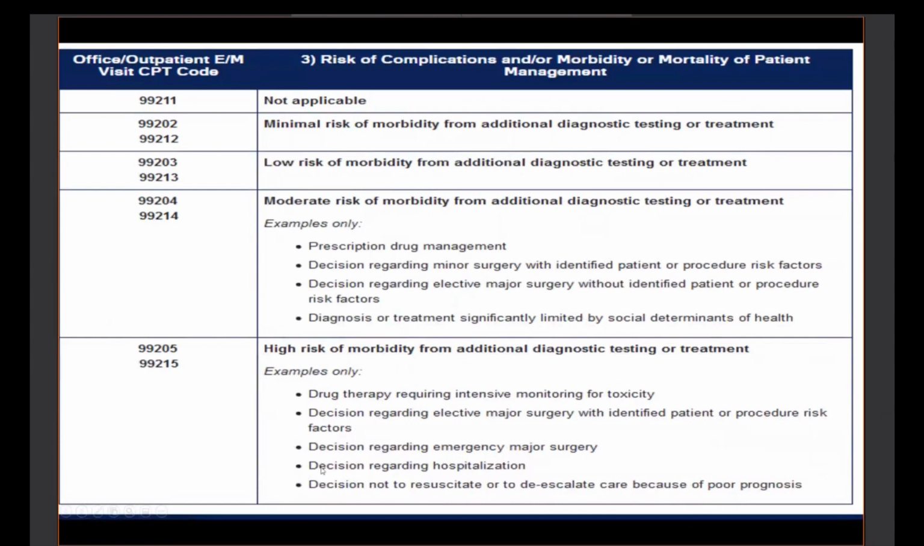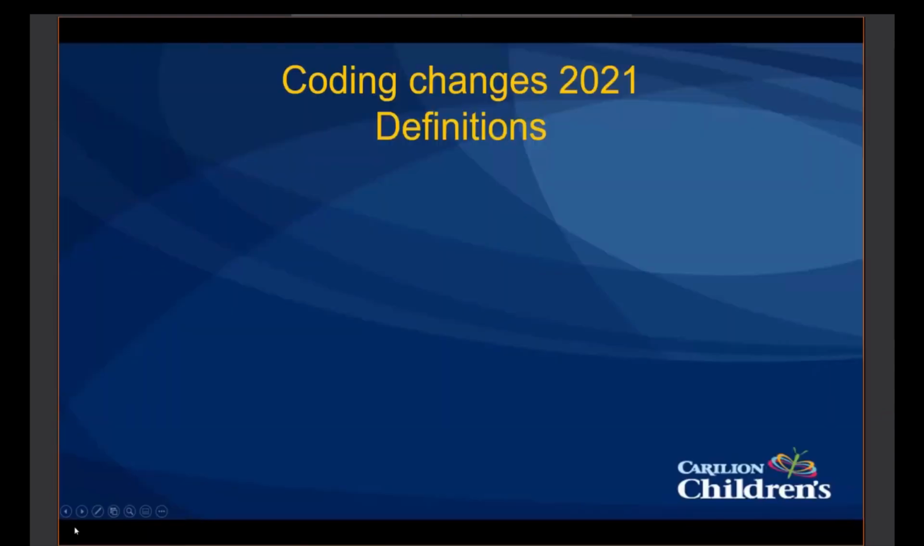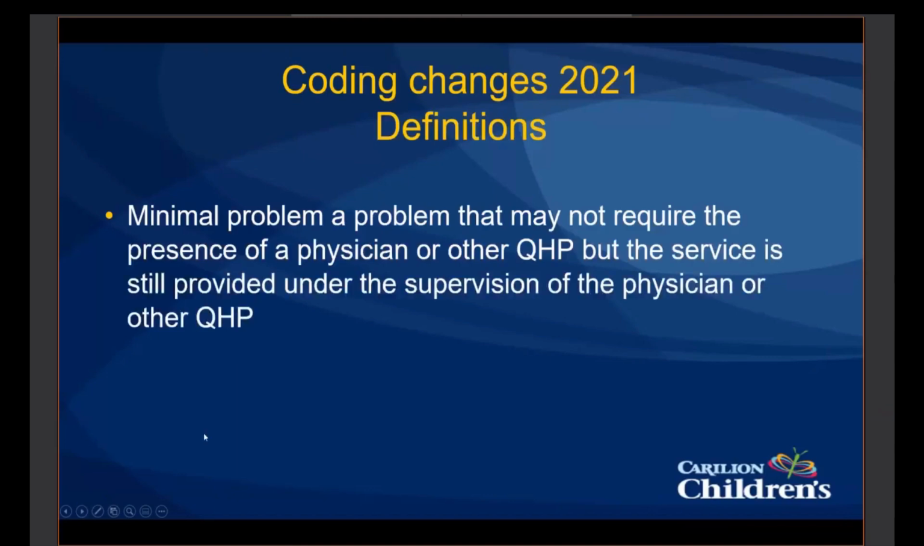So a minimal problem is a problem that may not require the presence of a physician or other qualified health practitioner, but the service is still provided under the supervision of the physician or other qualified health practitioner. So an example of this would be a nurse doing a blood pressure check, which is normal and you didn't need to do anything, or a PPD reading which was negative and you didn't have to do anything. So this would be a 99211.